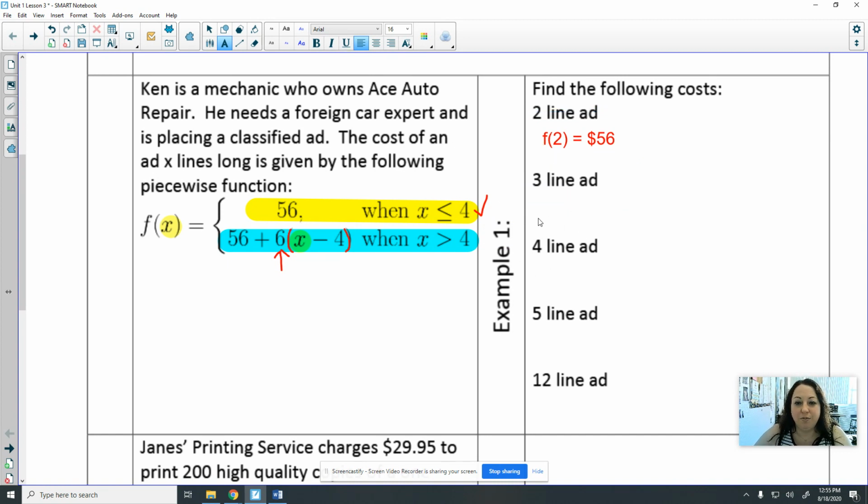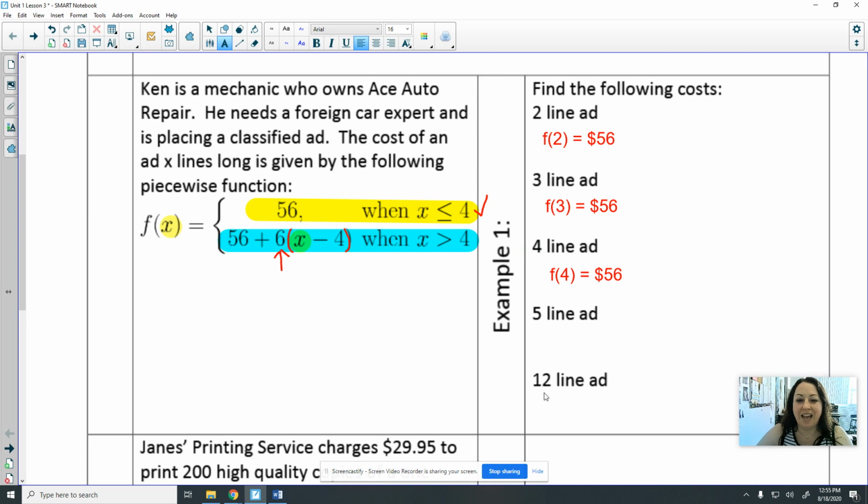If they ask me for the cost of a 3-line ad, the 3-line ad is still less than 4, so we're still going to use this top equation. f of 3 is equal to, using this top line, there's nothing to plug in for X here. It's just that straight $56. When it asks for the cost of a 4-line ad, 4 is equal to 4, so we are still going to use this top equation. It is that flat rate for all of them. So f of 4 is equal to 56.